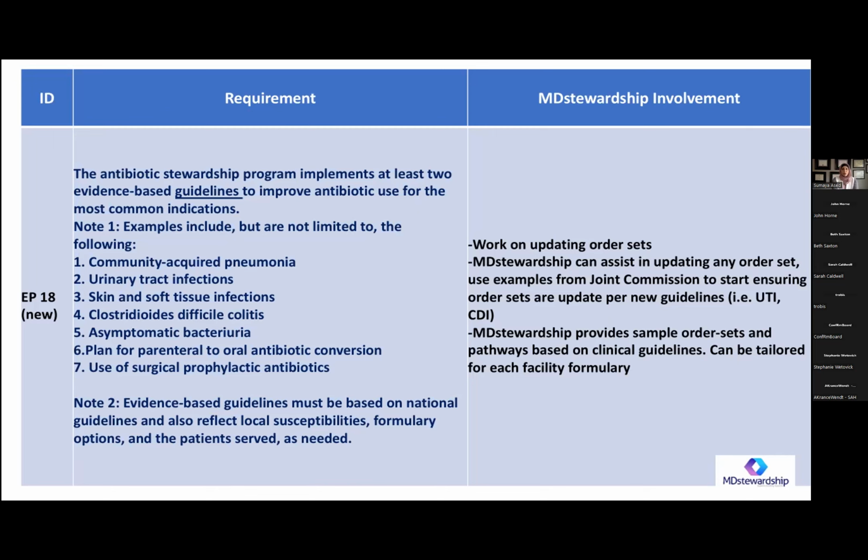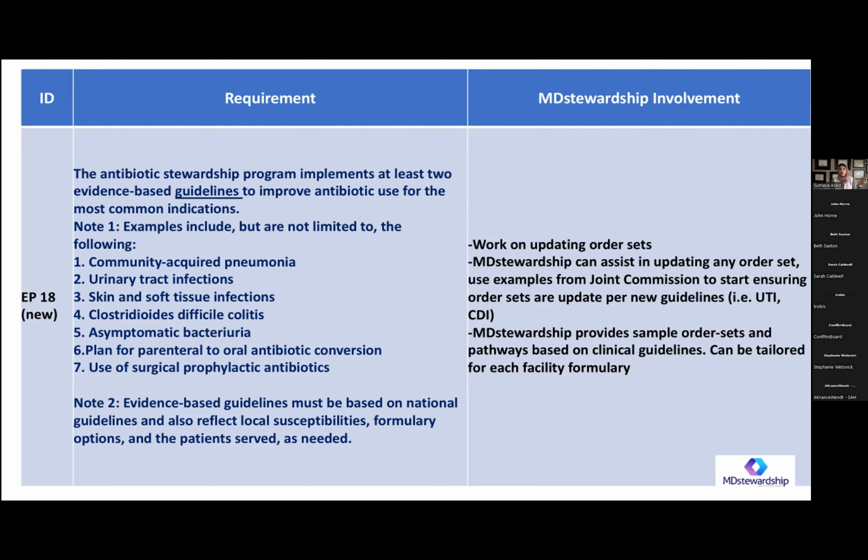This is also new. The antibiotic stewardship program implements at least 2 guidelines to improve antibiotic use. I know I've been talking about this. So guidelines, you can have pathways or order sets. This example just calls out some of the most common. This is not all inclusive.